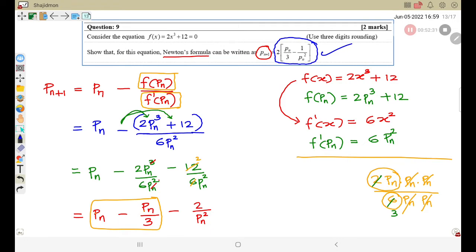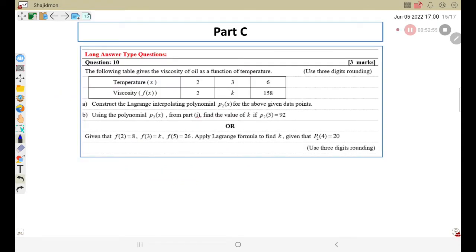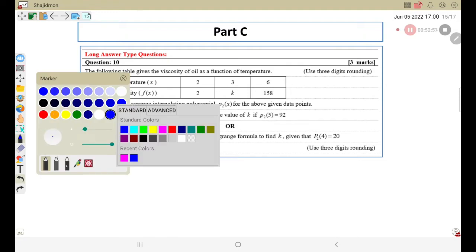So it is like show that. That means Pn plus 1, when we are calculating, you will get this answer or not. We are checking. Okay, so we got the same answer. So the left side and right side are both the same. So this is our question. We need to practice questions like this because they are theory questions. Okay, now we will go to part C.